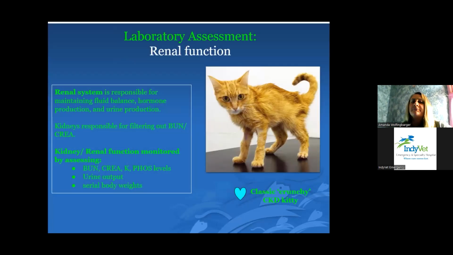Look at that cat. It's our classic crunchy CKD kitty, muscle wasted, and muscle weakness, but just ties into our renal function. So our kidneys are pretty important. They are responsible for maintaining fluid balance. They play a hand in hormone production and urine production. They filter out the waste of the body, the BUN, the creatinine, and we're monitoring that with our BUN, creatinine, potassium, phosphorus levels. And a lot of times we'll also get a blood pressure, if we're worried about their kidneys, we'll look into hypertension as well, urine output, and serial body weights.